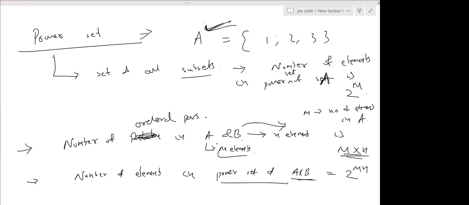And why is it necessary? Because of the next question, which came in JEE in 2014. Everyone noted this down? Yes, sir.